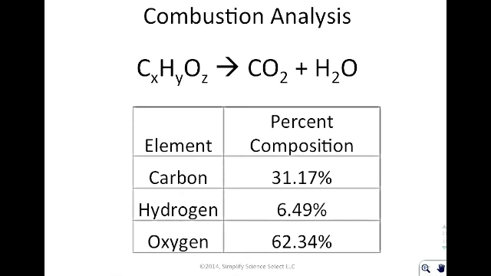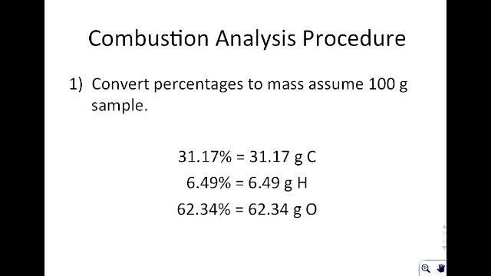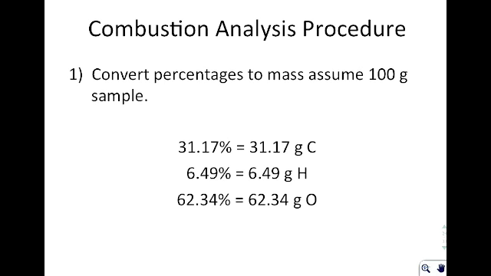So an example of combustion analysis you see here. Combustion analysis, CxHyOz leads to these, and then I can use this information to figure out the percent composition. Once I use the percent composition, I can work backwards to figure out what my original compound was. So let's show you how that works. The first step is to convert all the percentages to grams. We're going to assume that there is a 100 gram sample, because if I assume there's a 100 gram sample, that means this just goes to grams, grams, and grams.